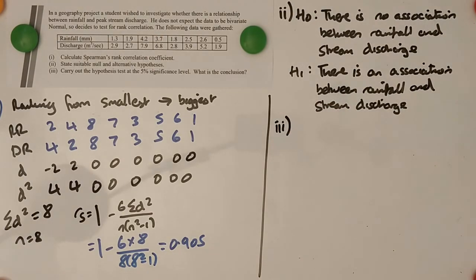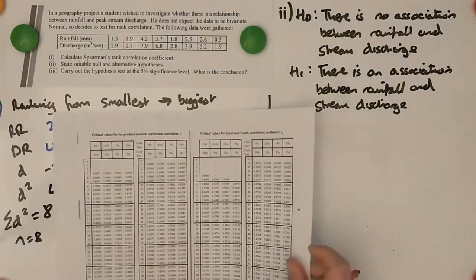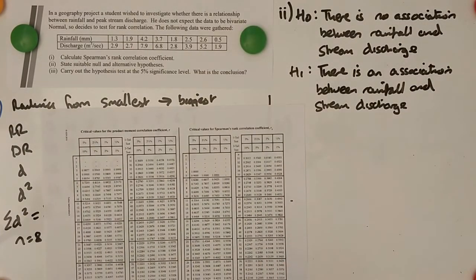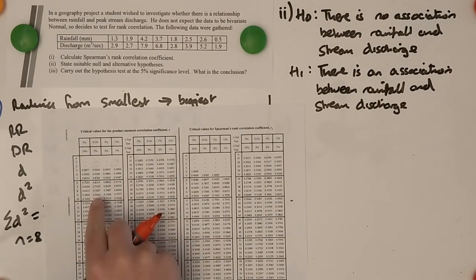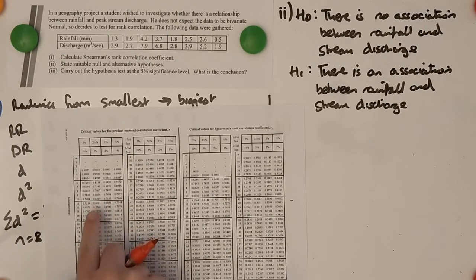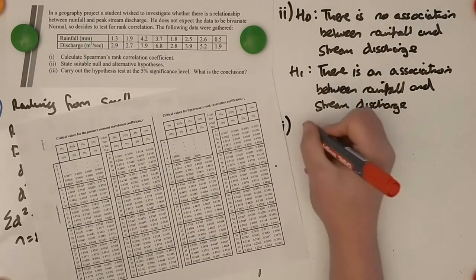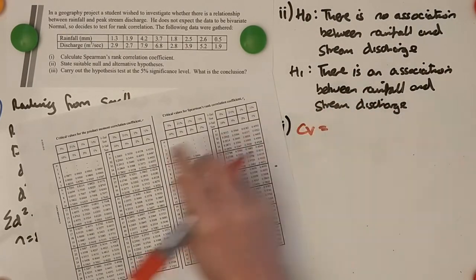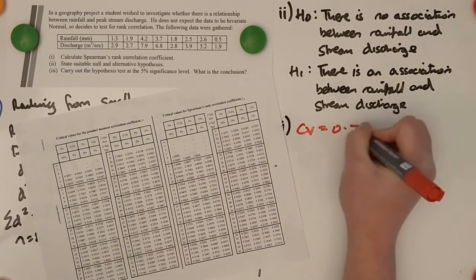Okay, part 3, carry out the hypothesis test. So we need to work out our critical value. So critical value, this is a two-tailed test at 5%. So two-tailed 5% when n equals 8, my critical value is 0.7067. So critical value, two-tailed test, 5%, n equals 8, 0.7067.